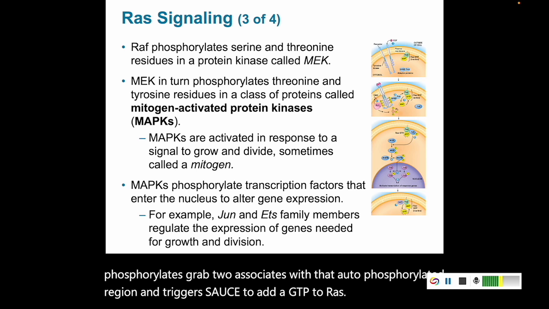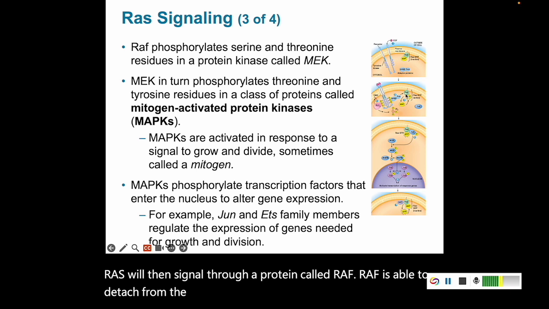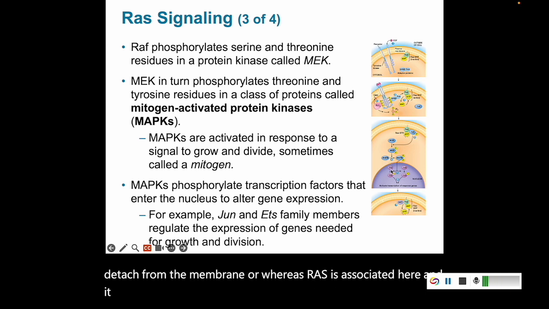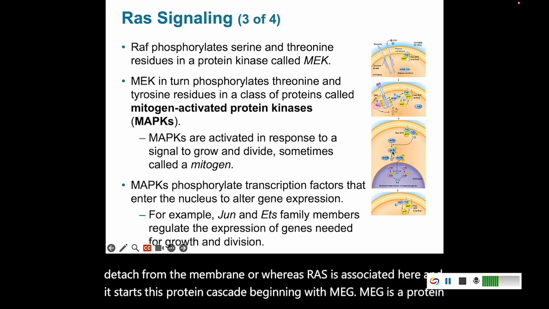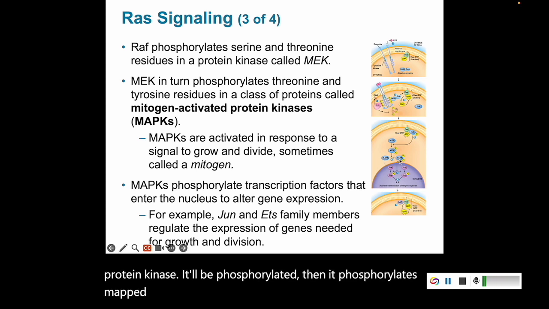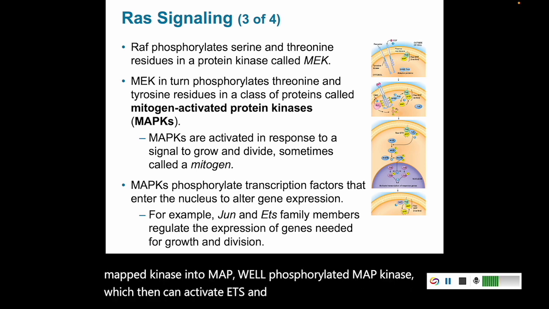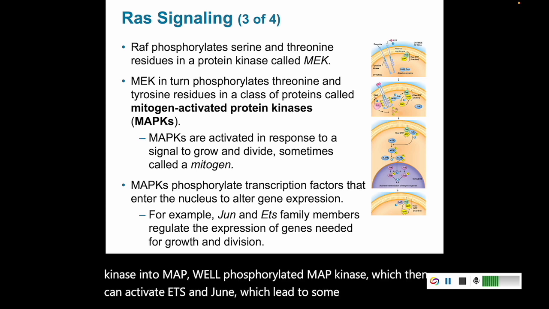RAS will then signal through a protein called RAF. RAF is able to detach from the membrane, whereas RAS is associated here. And it starts this protein cascade beginning with MEK. MEK is a protein kinase. It'll be phosphorylated. Then it phosphorylates MAP kinase into phosphorylated MAP kinase, which then can activate ETS and JUN, which lead to some other proteins being created.